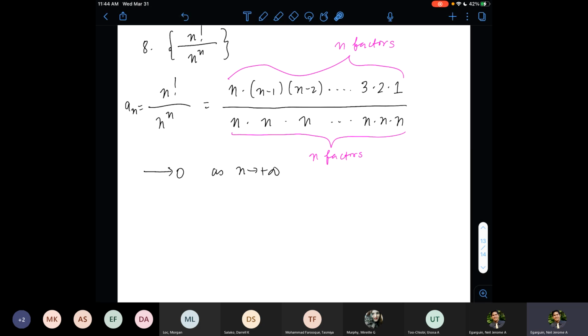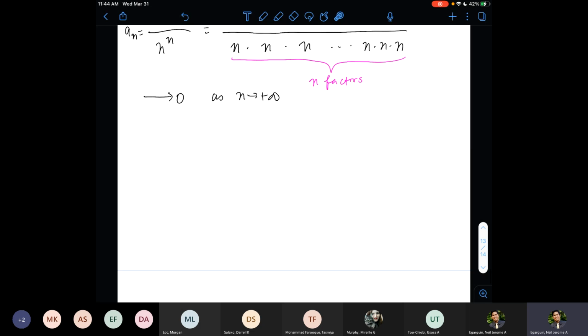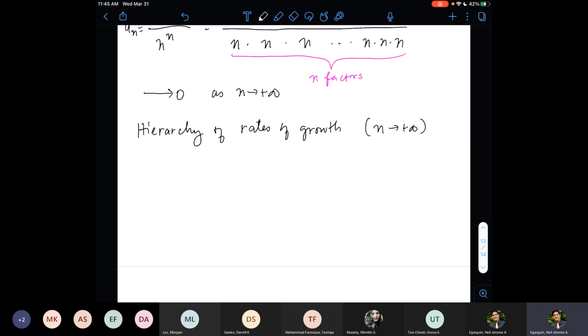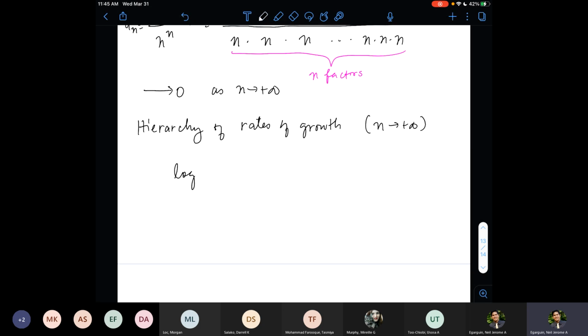So basically, it's a match between which grows faster. Just to summarize before I go to Michael's question, here's a hierarchy of rates of growth, which at least will give you an idea of how fast functions grow as n approaches infinity. So n going to infinity. I guess the slowest would be the logarithms. And then following logarithms are powers. So n to the p where p is positive.